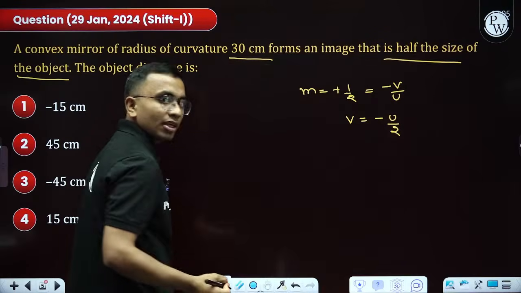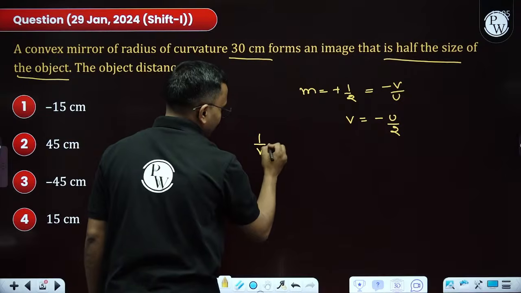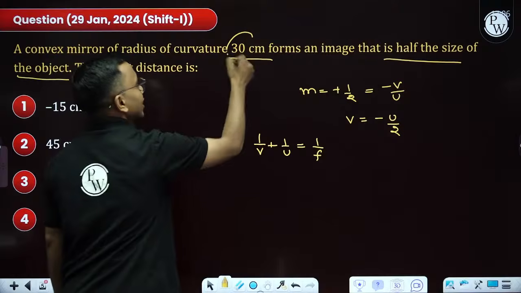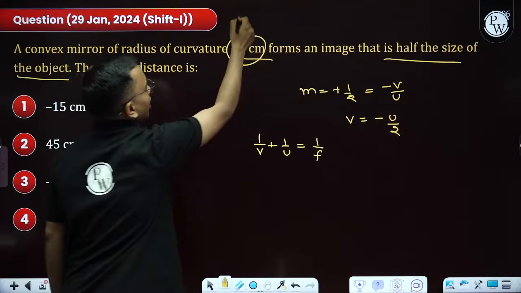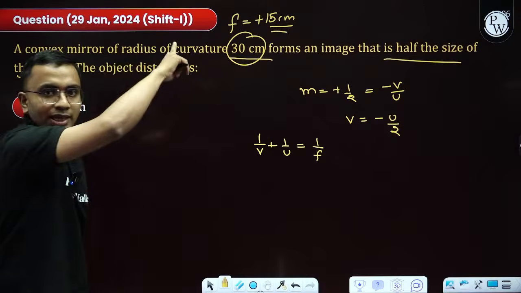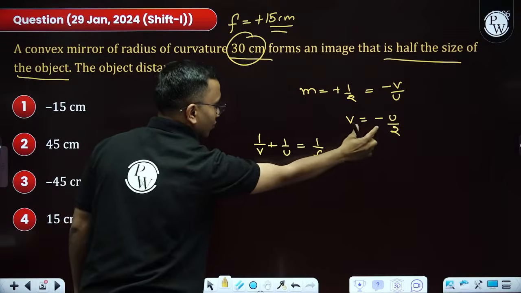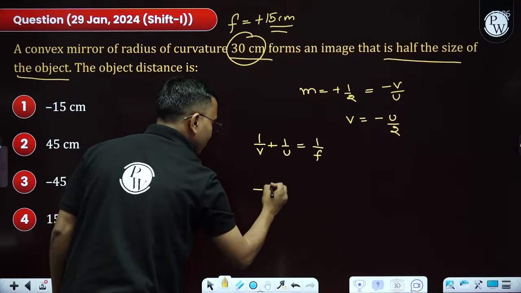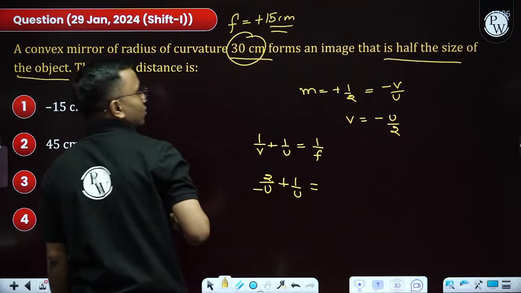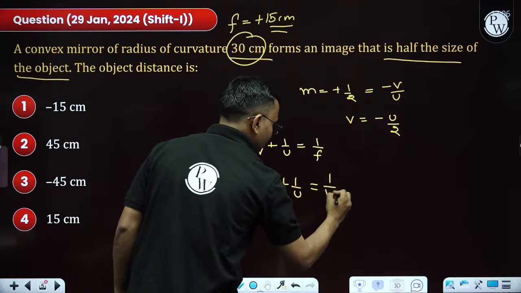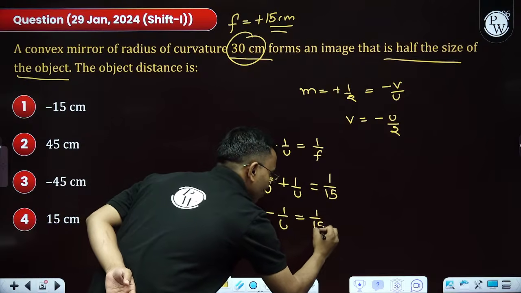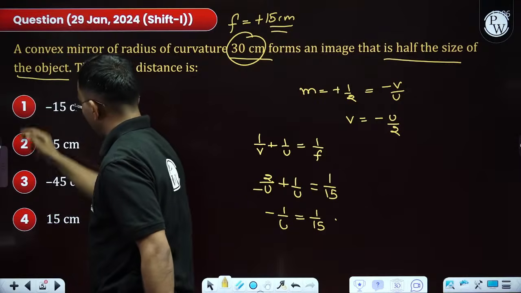Now use the mirror formula. What is that? 1 by V plus 1 by U is equal to 1 by F. What is the focal length? Radius of curvature is 30 centimeter, so focal length is plus 15. Okay, convex mirror, therefore plus sign will be there. Now put it. 1 by V, what is V? Minus U by 2. So minus 2 by U plus 1 by U is equal to 1 by F, that is 1 by 15. What it is now? Minus 1 by U is equal to 1 by 15. So U comes out to be minus 15.